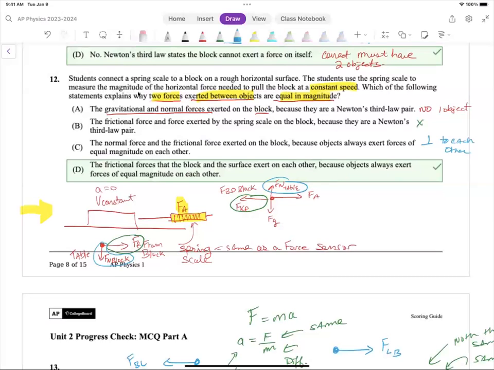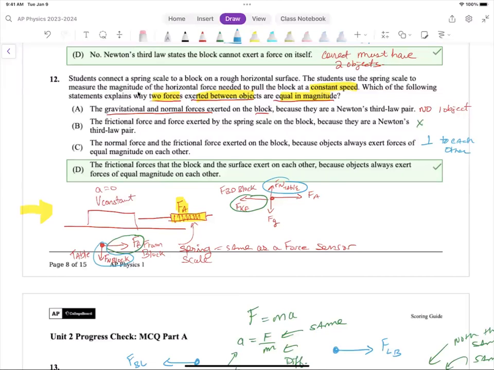C, the force normal and the frictional force on the block, because objects always exert forces of equal magnitude on each other. Well, force normal is perpendicular to the force of kinetic friction acting on the block, and that is not opposite in direction, and I have no idea what the magnitude is relative to each other. So C is incorrect because of specifically the perpendicular issue.